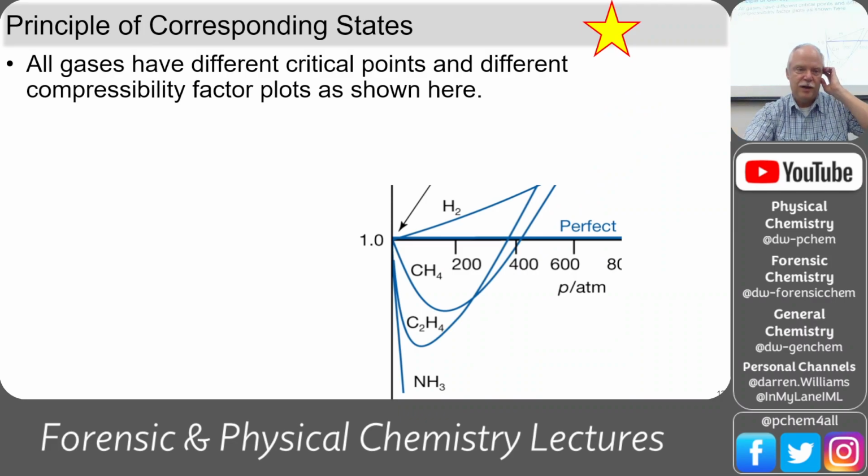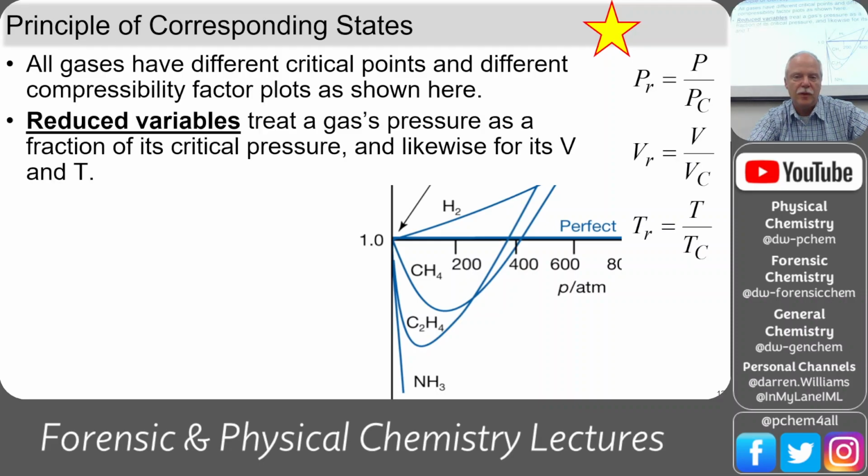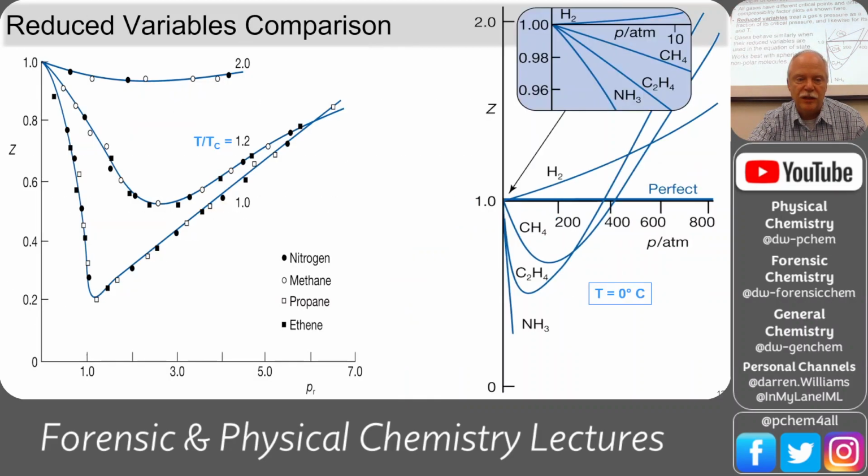Let's talk about the theory of corresponding states, though. This is pretty awesome. So all the gases have different critical points and different Z values, compressibility factors, as shown here on this graph. But if we were to take the pressure of, say, hydrogen and divide it by its critical pressure, and the pressure of methane and divide it by its critical pressure, and the same for the volumes and the same for the temperatures, could we get all of these gases to fit on the same curves? In other words, does the critical pressure, temperature, and volume capture the differences in the gases? And the answer is yes. Okay, so look at this next one.